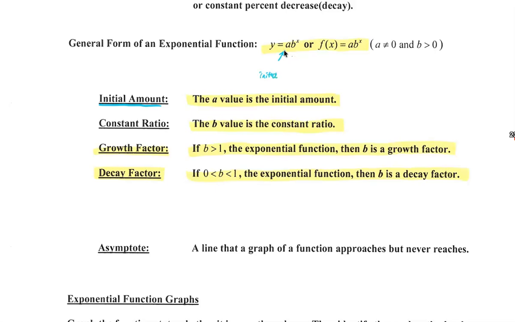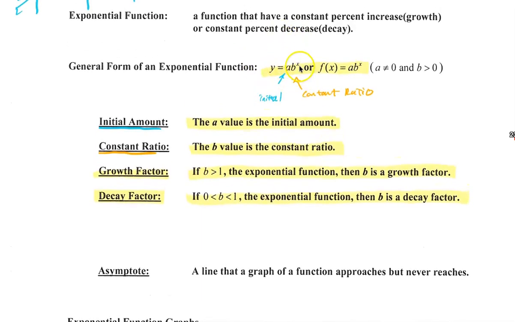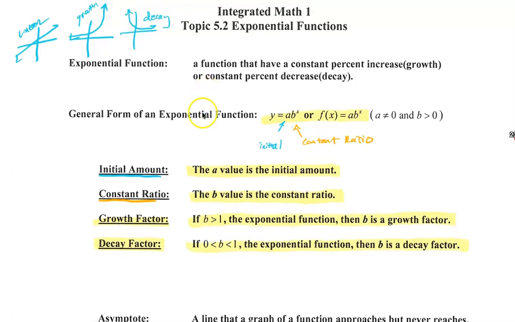Kind of like in slope-intercept form, it would be like the b, right? The y-intercept. So this is our initial amount. It's not a y-intercept, it's initial amount though. And then our b is our constant ratio. So that's the amount you're multiplying by each time. That's also what makes it different than a linear function, right? A linear function, you're adding the same amount each time. In an exponential function, you're multiplying by the same amount each time.